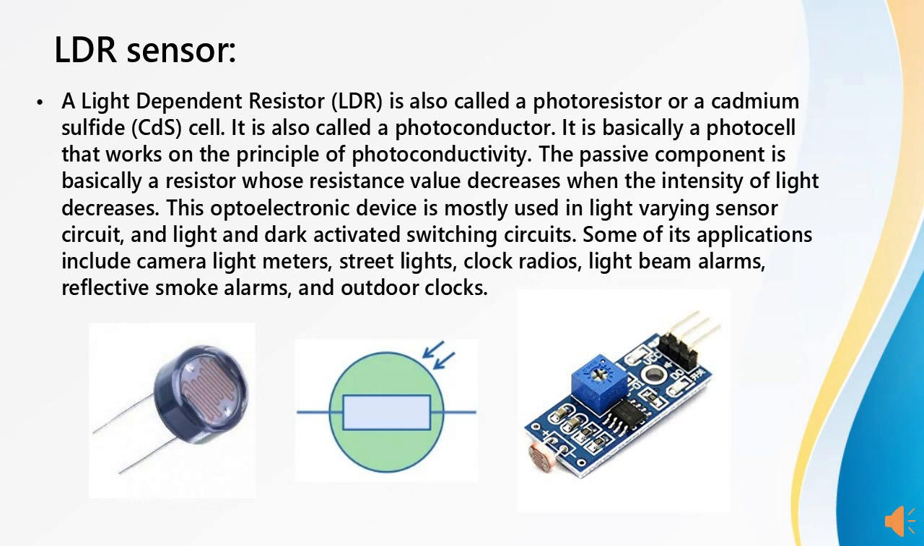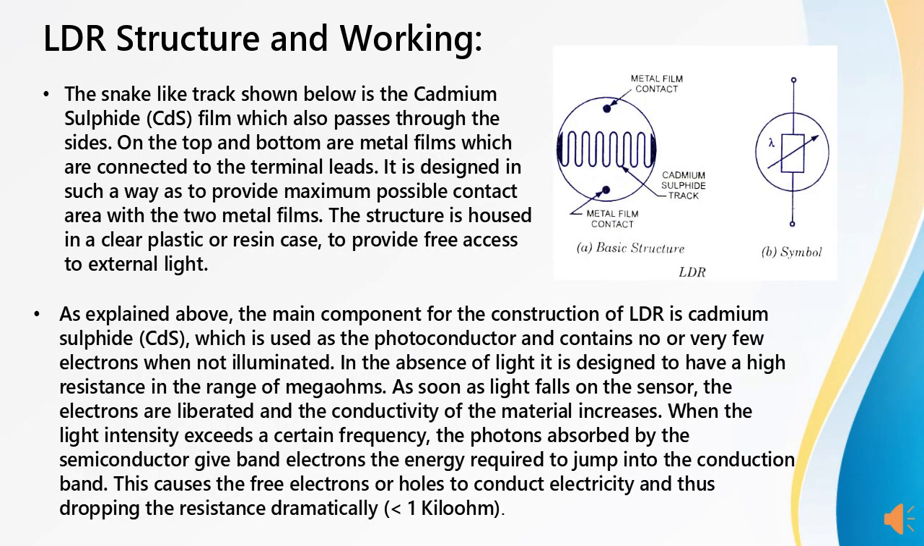This optoelectronic device is mostly used in light varying sensor circuits and light and dark activated switching circuits. Some of its applications include camera light meters, street lights, clock radios, light beam alarms, reflective smoke alarms, and outdoor clocks. Coming to the structure and working of LDR.